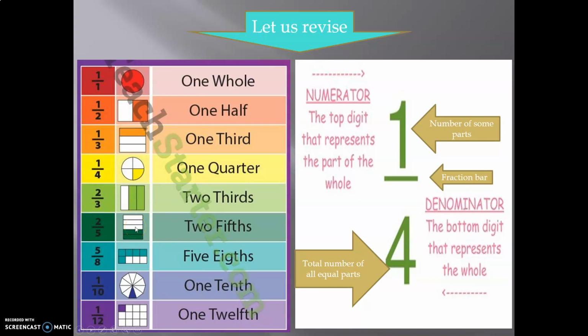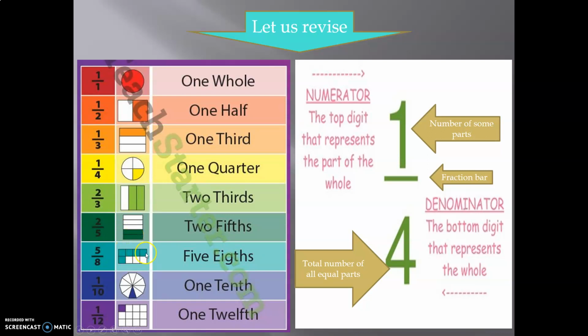Now look to this shape. It is divided into 5 equal parts. So look to your denominator, it is 5. It means all the parts. Look to the numerator, it is 2. It means you colored only 2 parts out of the 5. 2 out of 5 or 2/5 is colored in green.